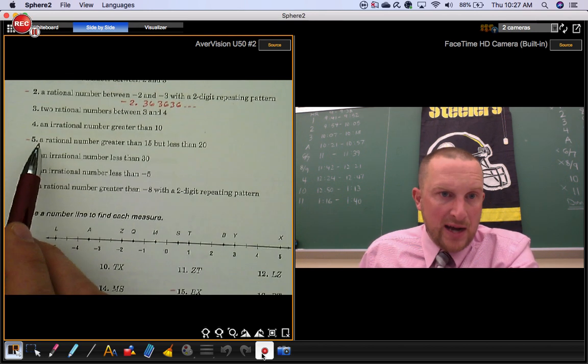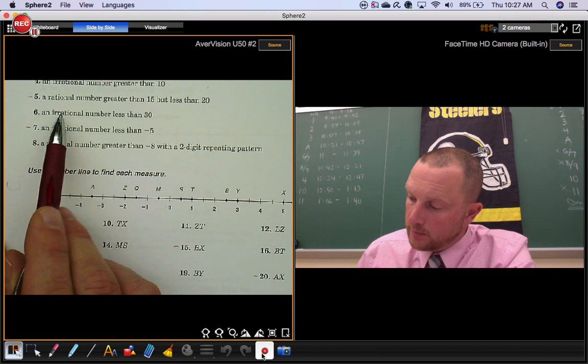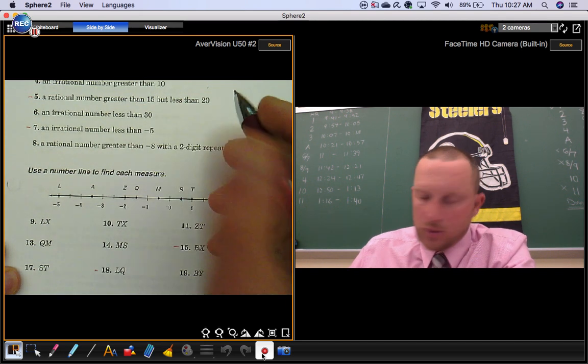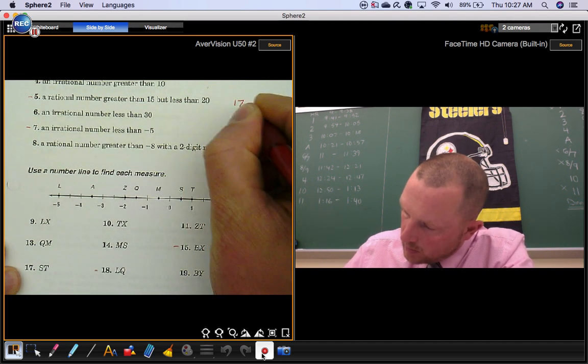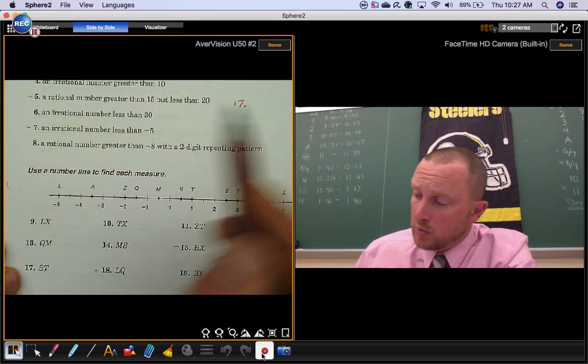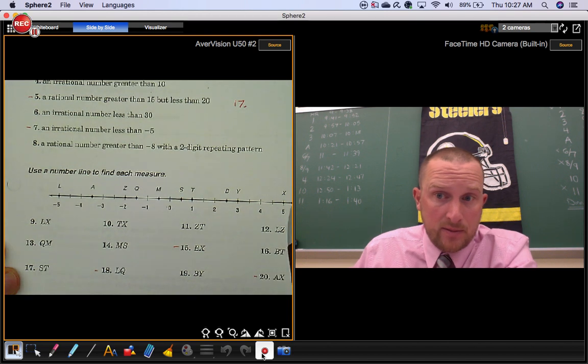I know that's 6 digits, but 2-digit repeating pattern. Number 5, a rational number greater than 15 but less than 20. How are you going to make it rational? Well, you could just leave it like that. 17 is greater than 15 and also less than 20, and it's rational because you can write it as a fraction. Now, if you wanted to put a decimal on, you could. You could put a decimal on that goes on forever, as long as there's a pattern.